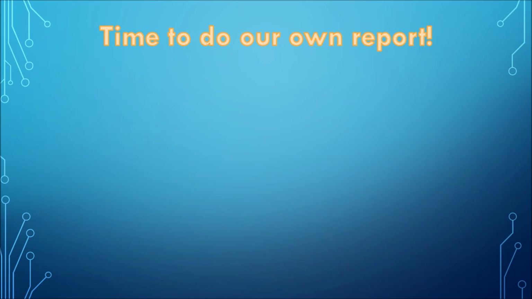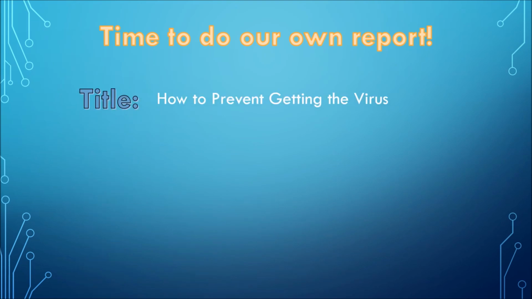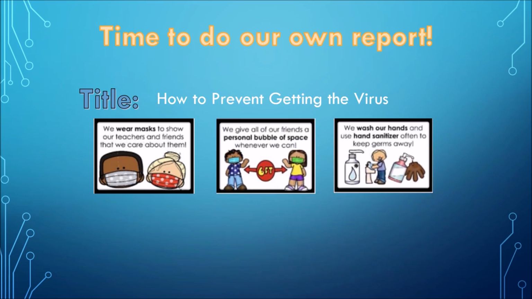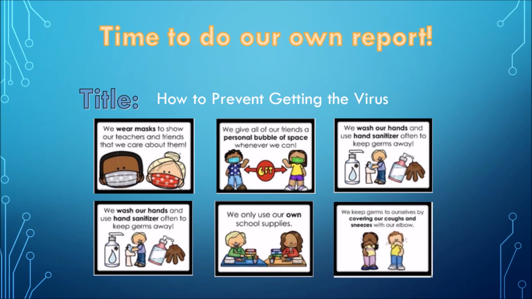Time to do our own report. Let's not forget to add the parts of the report. The title, and this is going to be our title: how to prevent getting the virus. Also, let's add as many illustrations as we can in our report, and the parts of the report also include the introduction, body, and conclusion. Excellent.